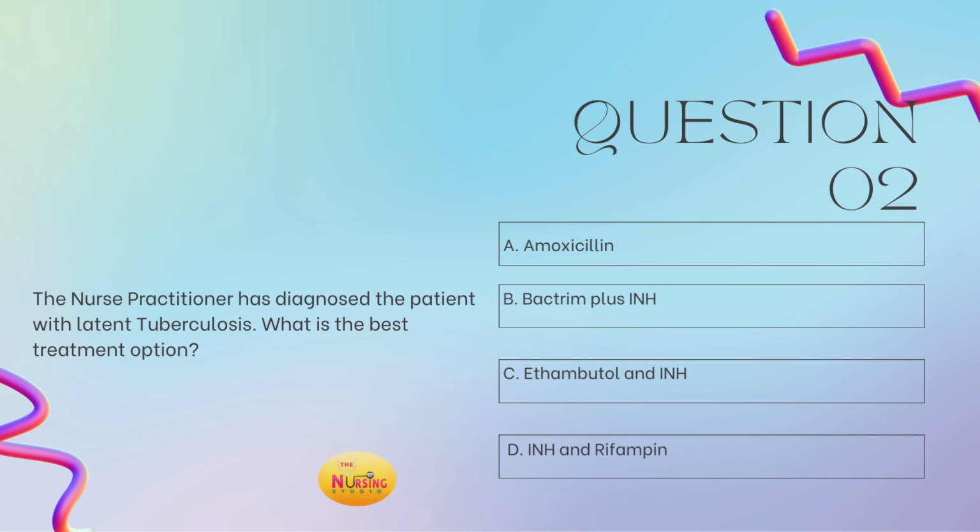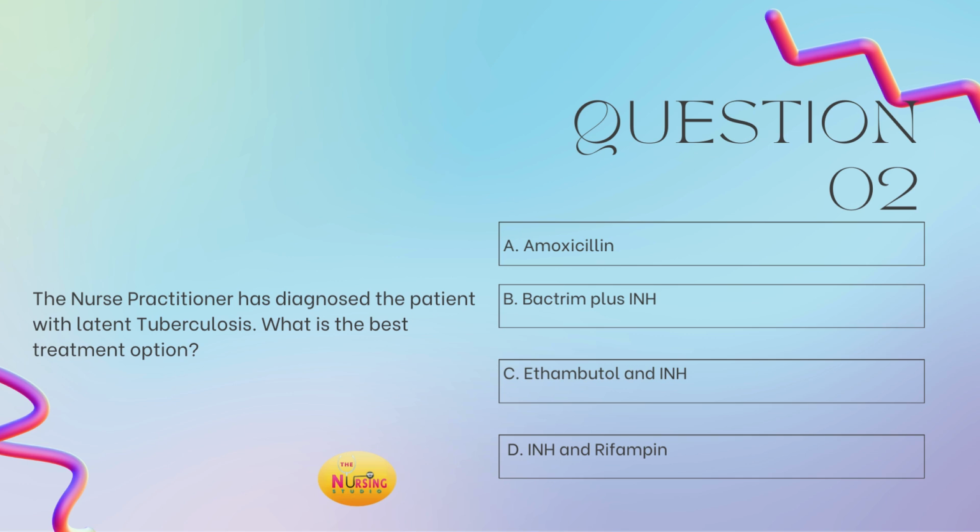The nurse practitioner has diagnosed the patient with latent tuberculosis. What is the best treatment option? Is it A, amoxicillin, B, Bactrim plus INH, C, ethambutol and INH, or D, INH and rifampin? Take a moment and tell me what you got.